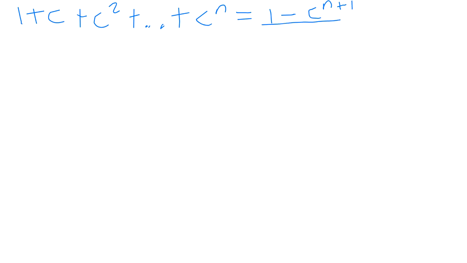Okay, open the whiteboard. So the question was: prove that 1 plus c plus c squared plus and so on up to c to the n is equal to 1 minus c to the n plus 1 over 1 minus c.